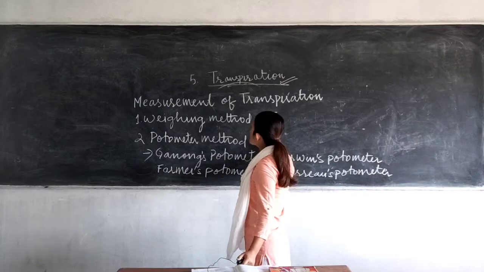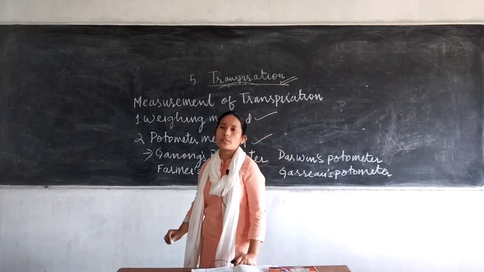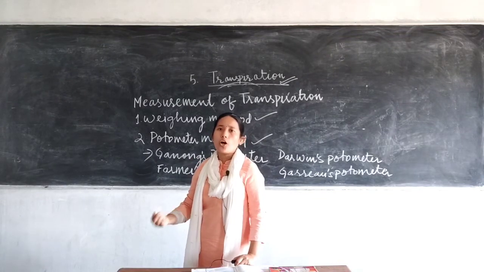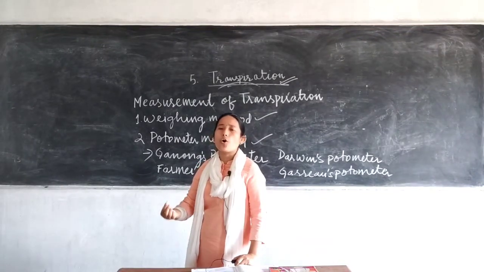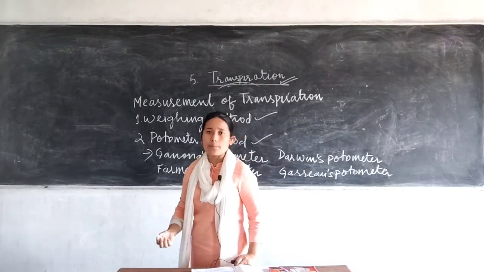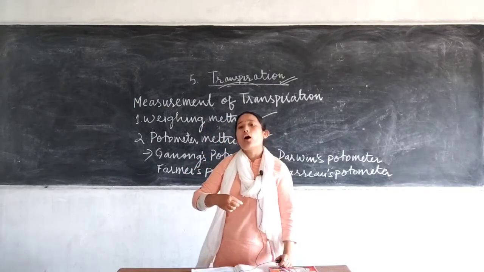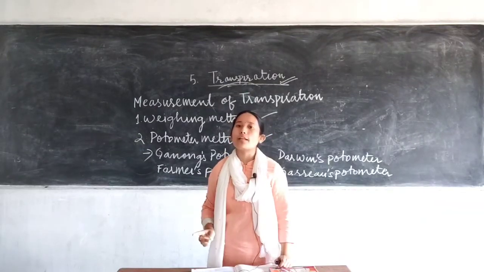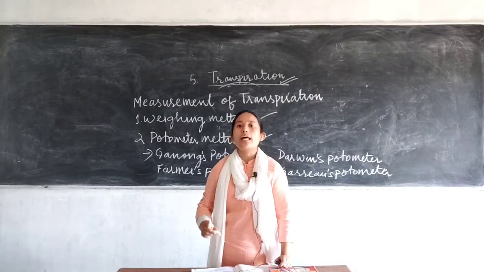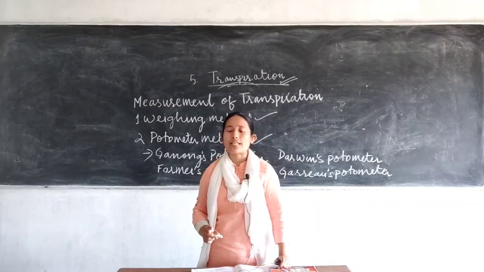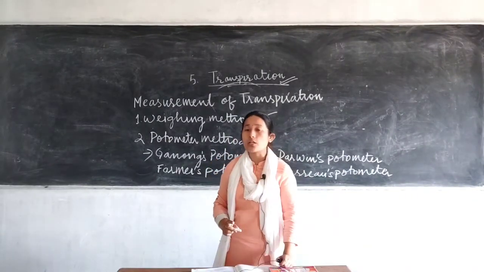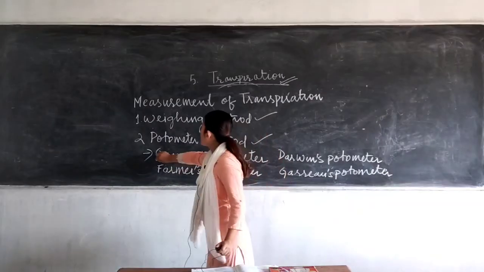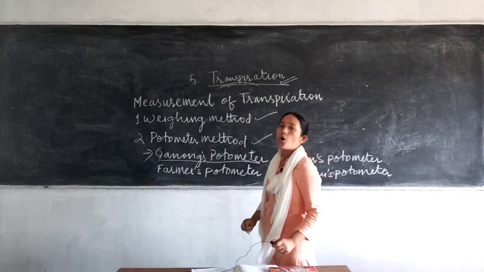Now another one is the potometer method. This particular method will not tell you what volume of water is being lost through the leaves, but it will tell you what amount of water is being absorbed by the plant, and that will be equivalent to the water being lost through the leaves. Okay, now different scientists have designed different types of potometer which work on different principles. Majorly we will be focusing on Ganong's potometer.